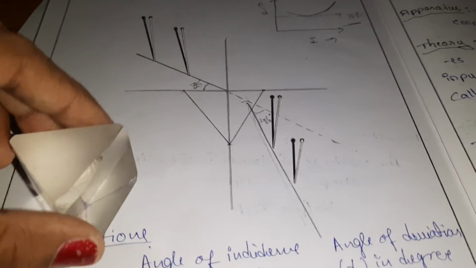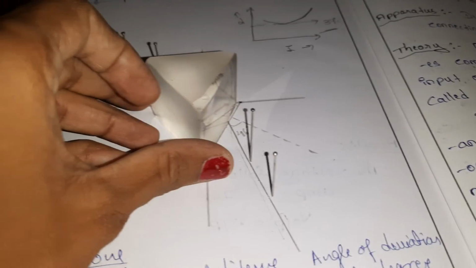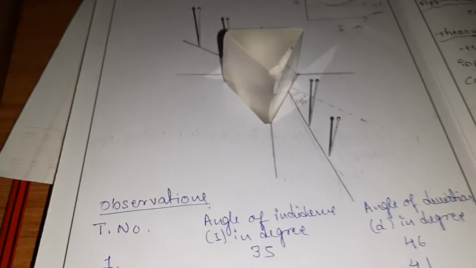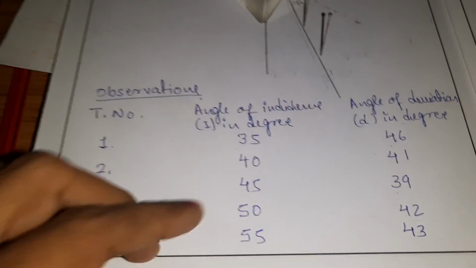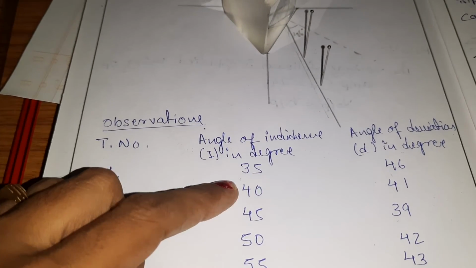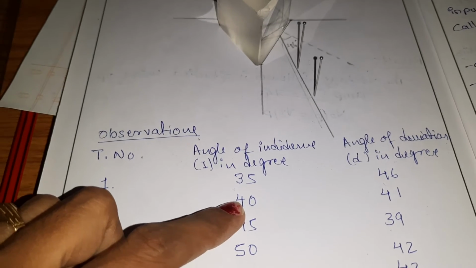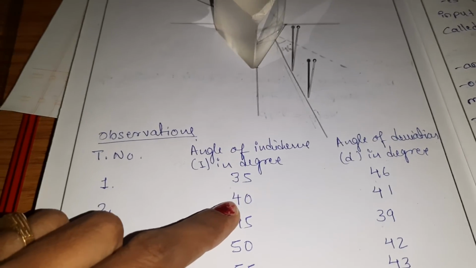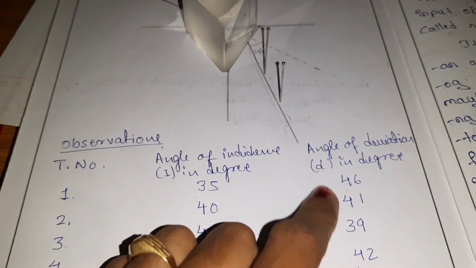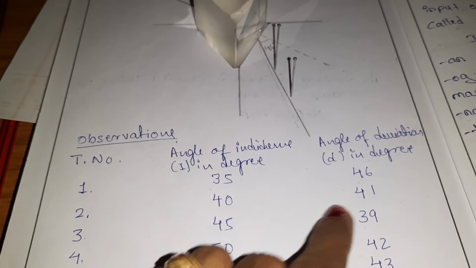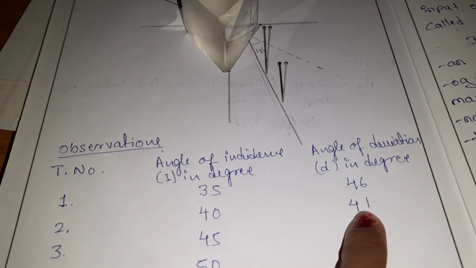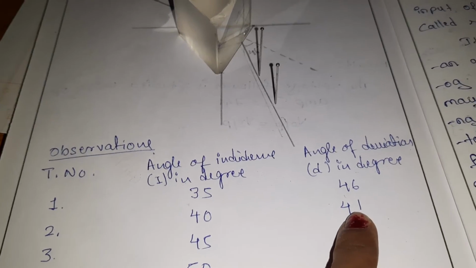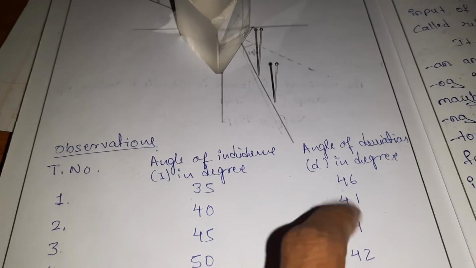Okay, so again you have to repeat this procedure for another 4 to 5 readings. For example, if you take an angle of incidence of 40 degree, then you can measure the angle of deviation. For this 40 degree, we got around 41 degree of angle of deviation.